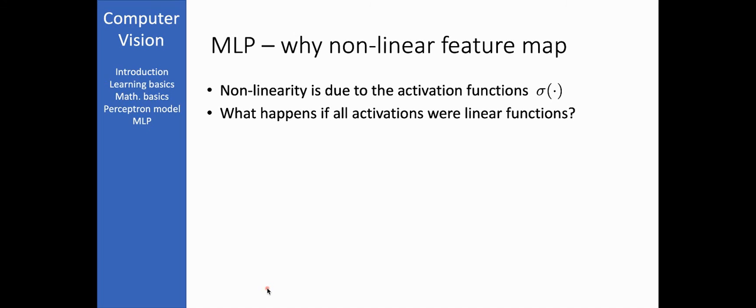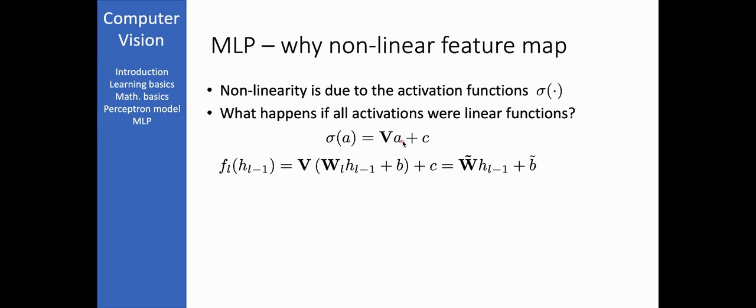One important point to mention is probably the value of the nonlinear functions. So why do we actually use nonlinear functions to basically change a linear transformation? So what happens if all our activations were just simply linear functions? So instead of having a nonlinearity, we simply have a linear function again. Well, what happens in this case? So let's write it out.